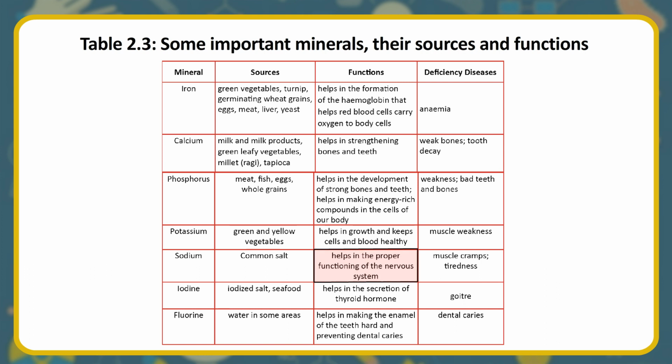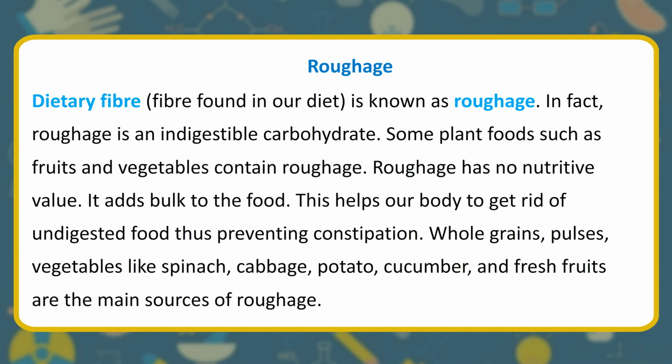Sodium. Common salt. Helps in the proper functioning of the nervous system. Muscle cramps, tiredness. Iodine. Iodized salt, seafood. Helps in the secretion of thyroid hormone. Goiter. Fluorine. Water in some areas. Helps in making the enamel of the teeth hard and preventing dental caries. Dental caries.